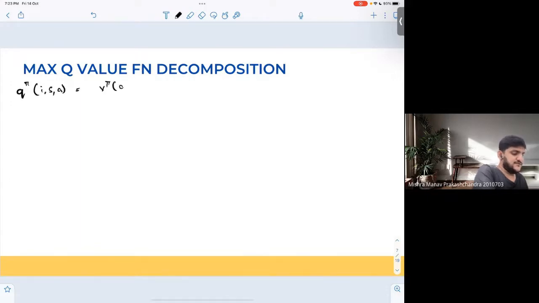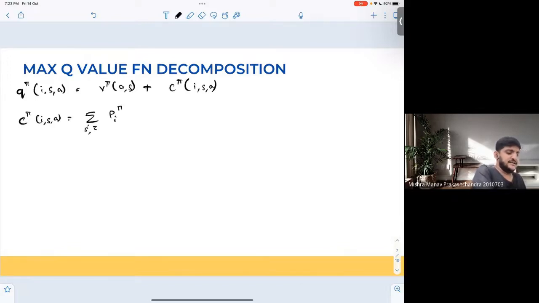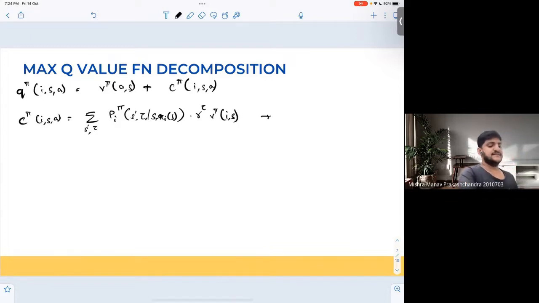Now, if I just were to simplify it, I can write this thing as my v pi of a comma s plus my c pi of I comma s comma a. So this is a new term, which is c pi I comma s comma a, which is basically all the part that comes after the plus sign. Okay, so this c pi is known as the completion function, right?